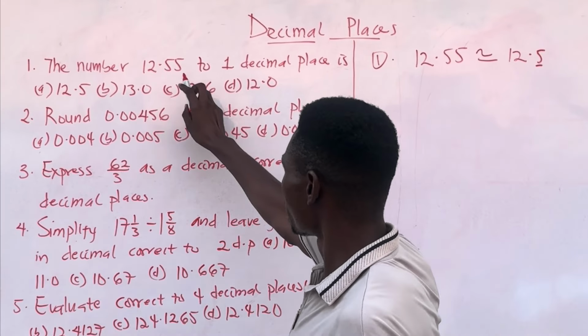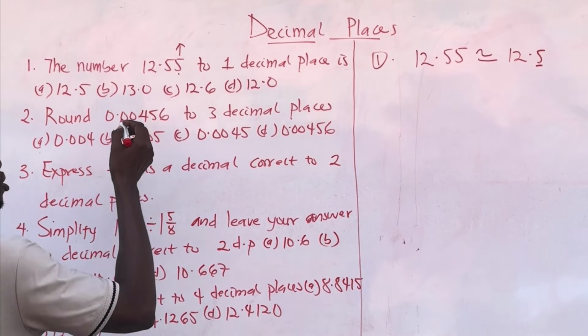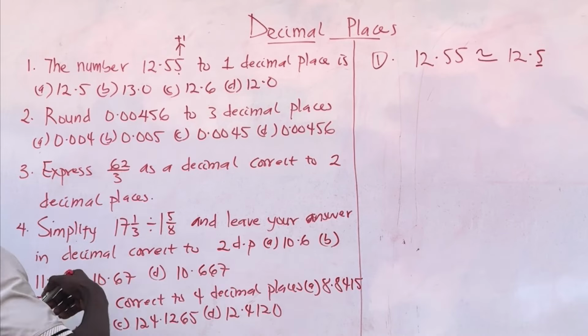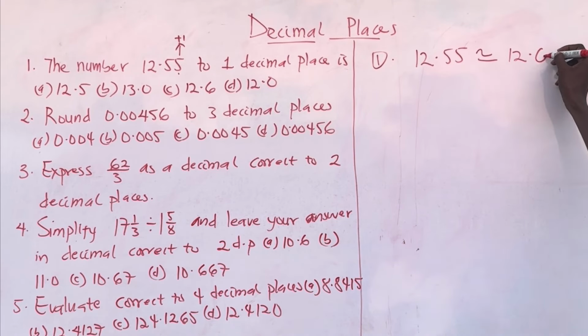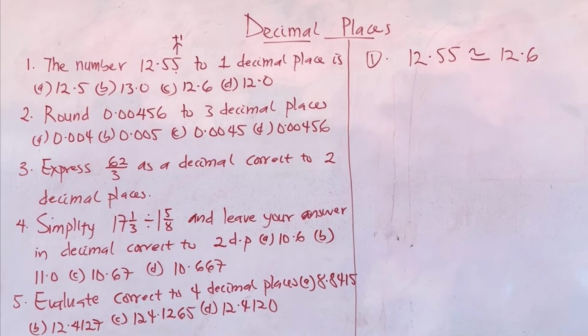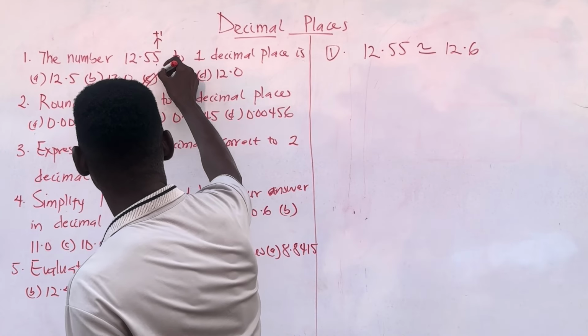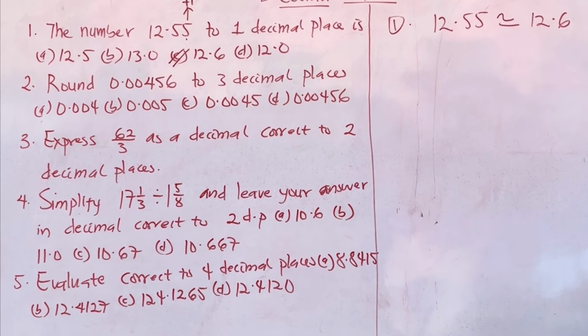But this other 5 is an up number, right? So we add 1 to that stopping number. So our answer becomes 12.6. Okay, so that's what I just explained earlier. So our correct answer is option C, 12.6.